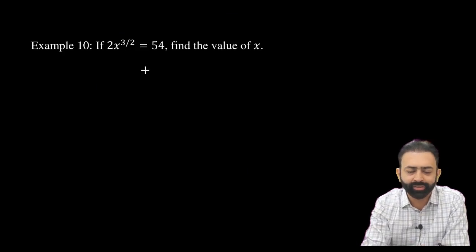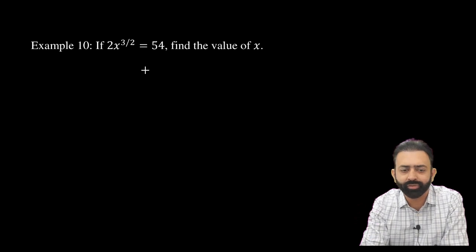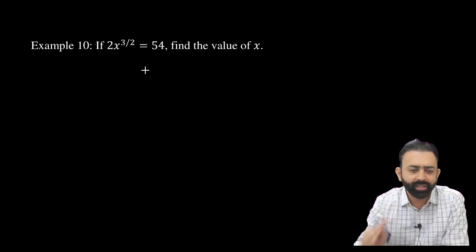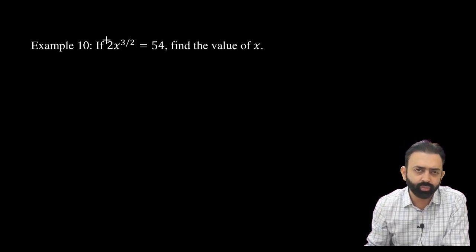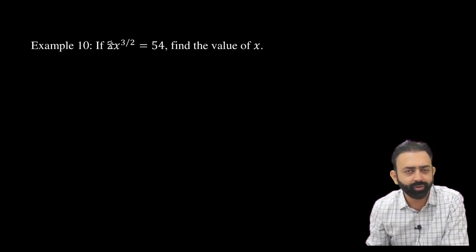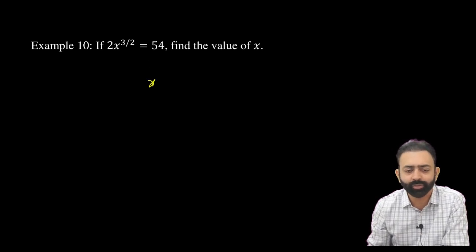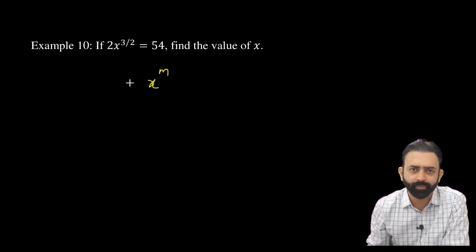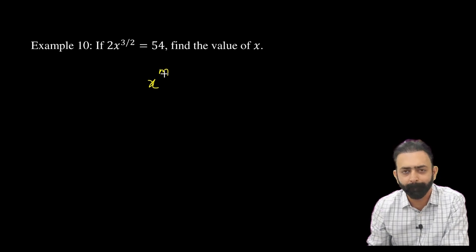Now here we have 2x raised to power 3 by 2 is equal to 54. You need to find out the value of x. As you can see, on the left hand side there is no exponent on 2. The exponent is just on x. Similarly, on the right hand side, 54 cannot be written as something raised to power something, so that you get 54. Right? Meaning we cannot find any integer value of x or m.